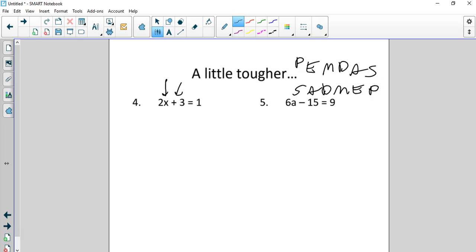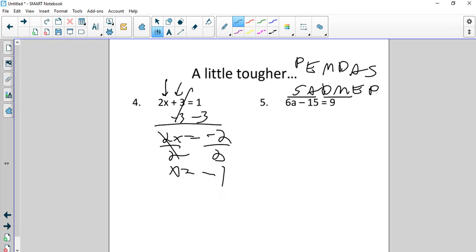So when we're undoing an equation, we work backwards. So we want to undo subtraction and addition before we undo multiplication and division. So I'm going to get rid of this 3 first. Very common mistake is to divide by 2. You don't want to do that yet. That gives me 2x equals 1 minus 3, which is negative 2. Now I divide, and I'm good to go.